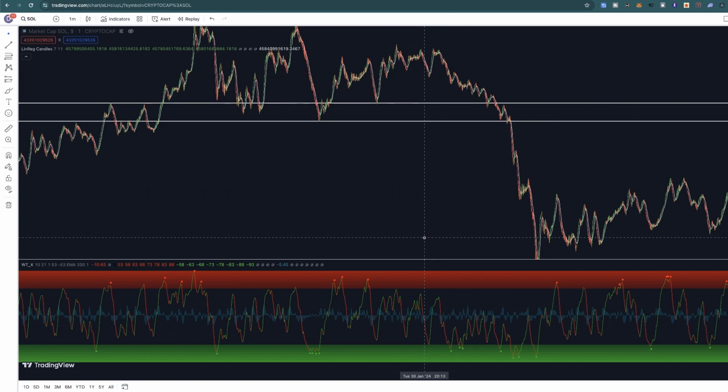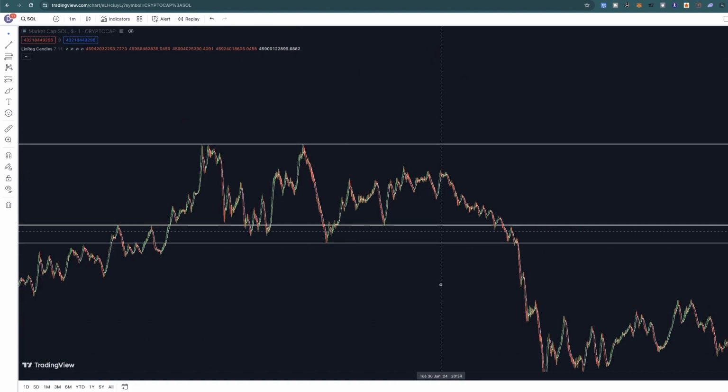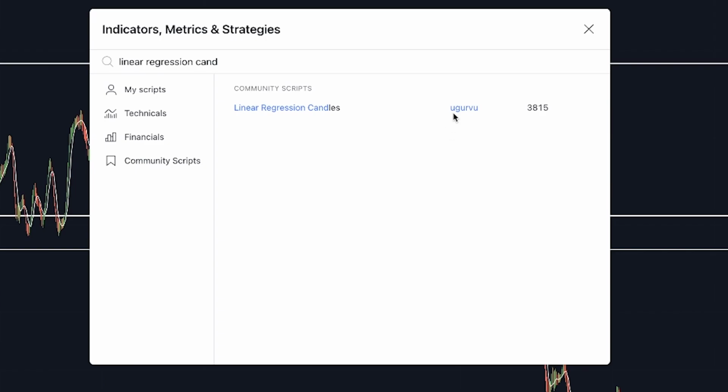All you've got to keep in mind though, is that if you use it for Forex or for any sort of commodities like gold, it might be a slightly different strategy to the one I'm explaining right now. So firstly, I want to show you the two indicators that we want to use. The first one is the Linear Regression Candles Indicator by this person right here.